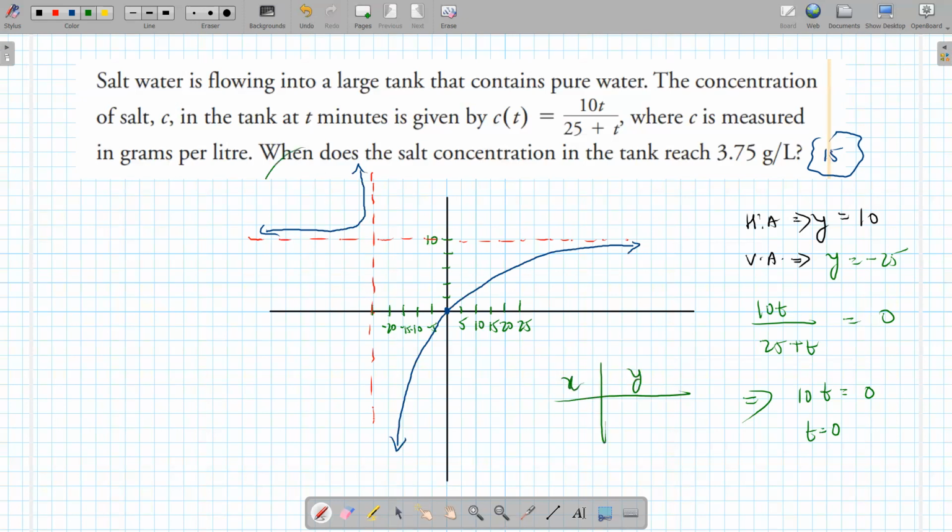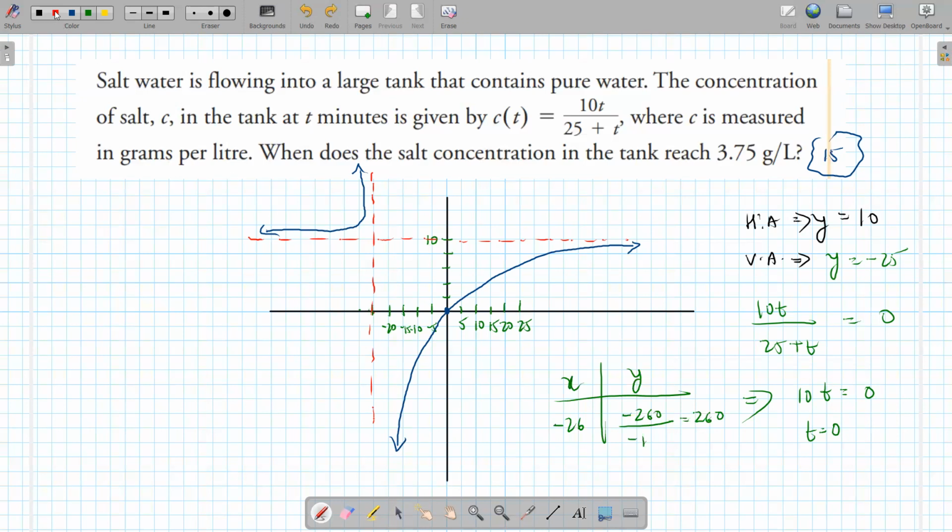If I want to check whether I am above the asymptote or below the asymptote here, I have to pick a number that's less than negative 25. So I can pick negative 26. So this becomes negative 260 divided by negative 1. It becomes positive 260. So at negative 26, I'm all the way up at positive 260. So I must be up here, not down here. And if I was down there, we would get another x-intercept. So that's another way to see this.